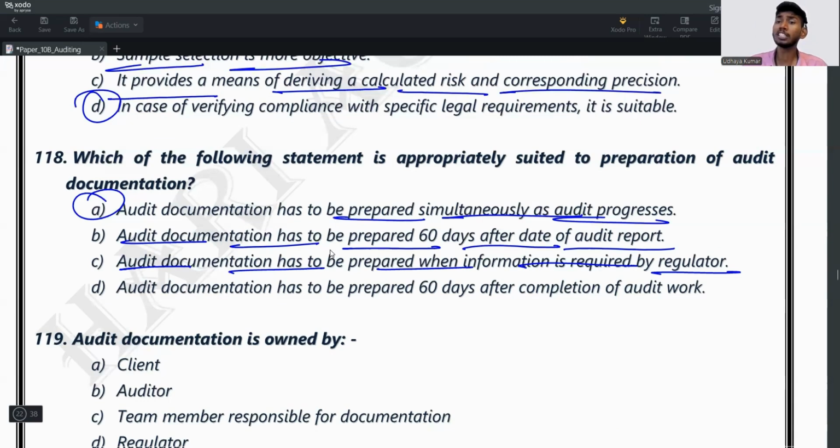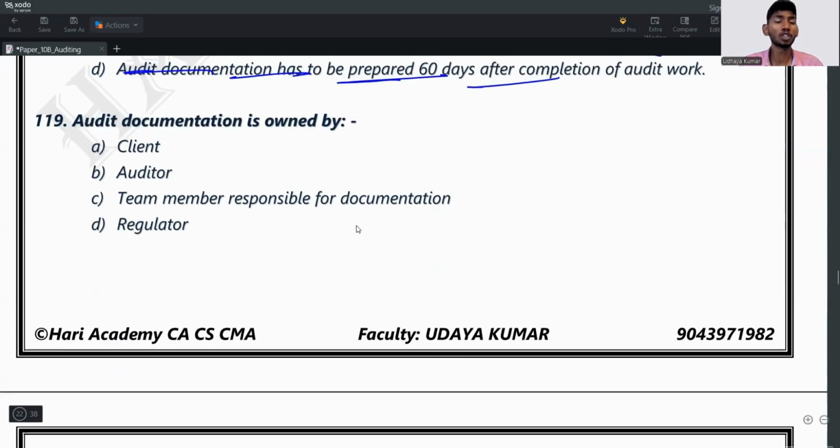No, it is prepared simultaneously as audit progresses. Audit documentation has to be prepared within 60 days? No. Okay, so option A is the right answer. So moving to question number 119, audit documentation is owned by whom? Audit documentation is owned by the auditor.